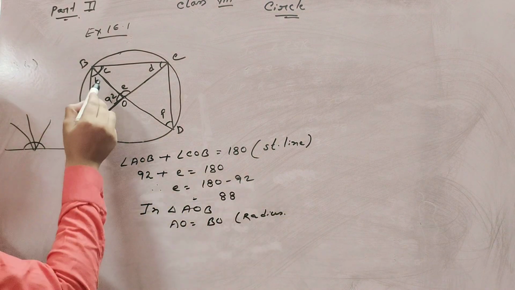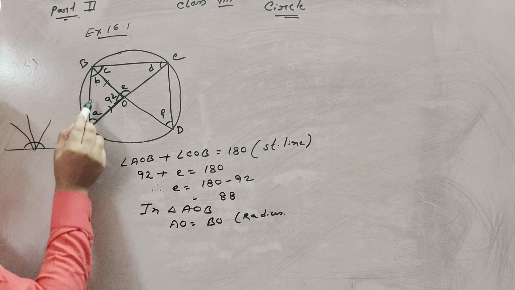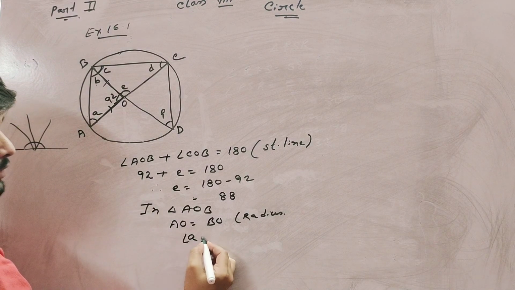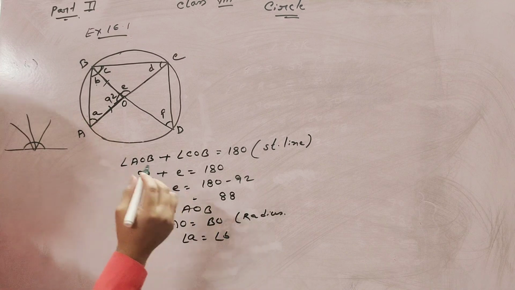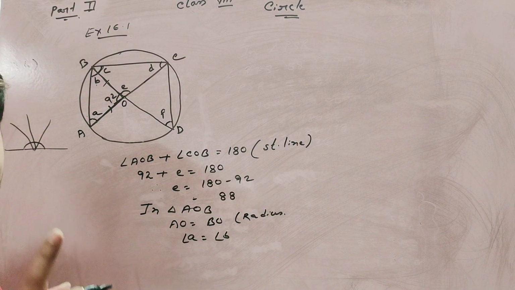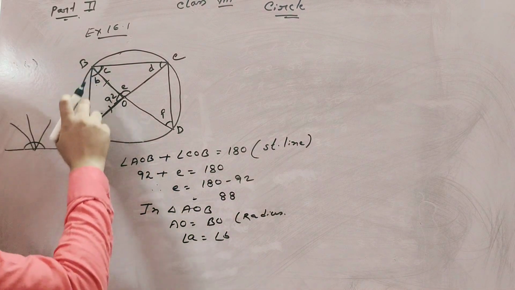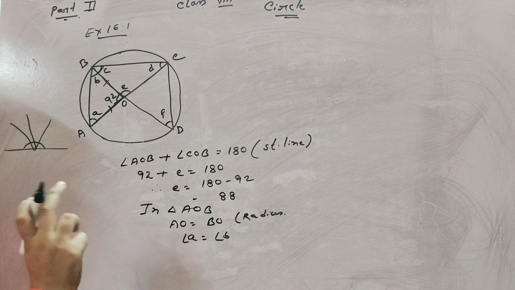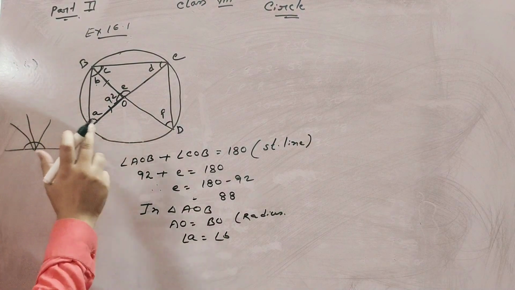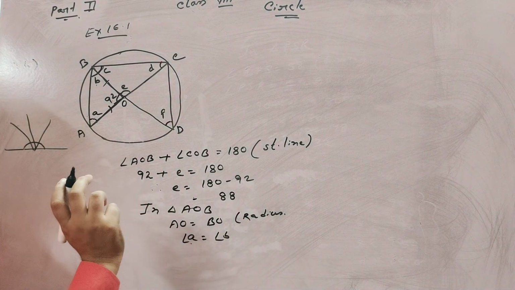And we know that very well, when two sides of a triangle are equal, then the angles opposite to them are also equal, that is angle A equals angle B. What is the reason? When two sides of a triangle are equal, then the angles opposite to them are equal. This is a characteristic of an isosceles triangle. So angle A equals angle B.